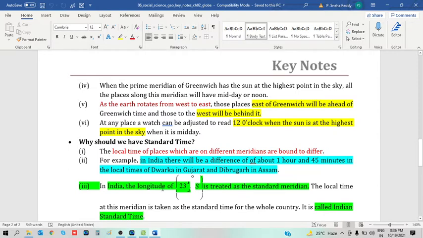In India, the longitude of 23.5 degree north, with a small correction, is treated as the standard meridian. The local time of this meridian is taken as the standard time for the whole country. It is called Indian Standard Time. That's approximately 82.5 degree east.